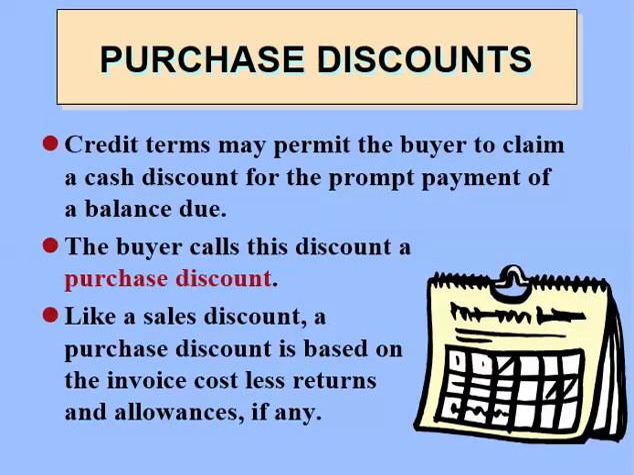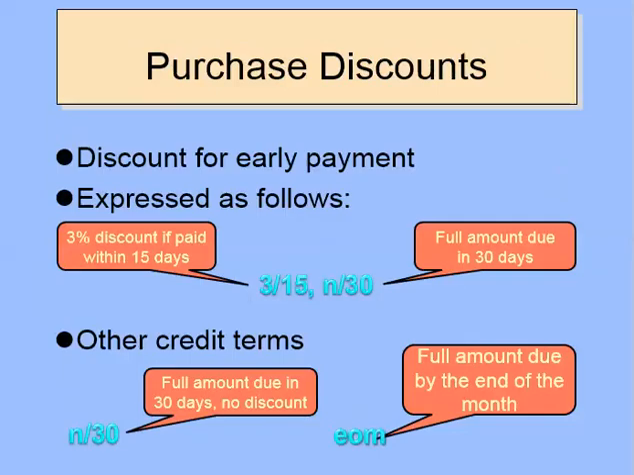And the way that those are actually expressed is similar to this. So you might see 3/15, net 30. That tells us we get a 3% discount if we pay within 15 days, or the net amount if we pay within 30 days. Now you could see any variation of that, perhaps something like 2/10, net 60. That would mean we get a 2% discount if we pay within 10 days, or pay the full amount within 60 days. Here's another one that they mention, but I've never seen. EOM just means pay the full amount by the end of the month.